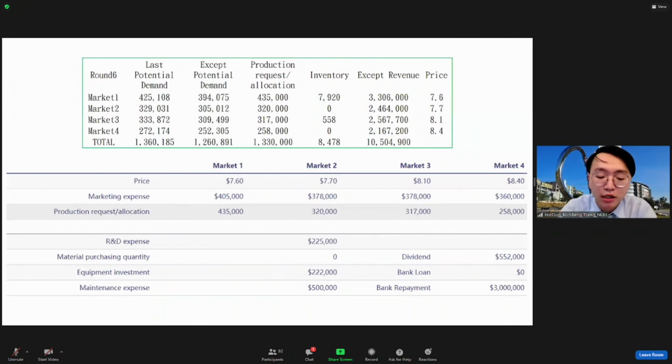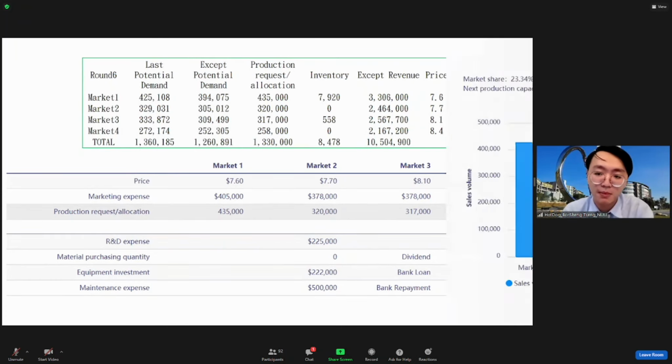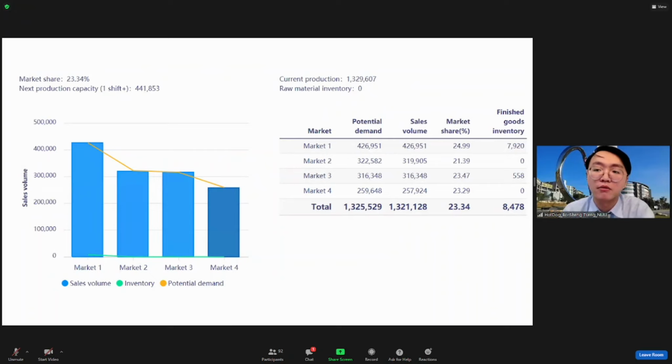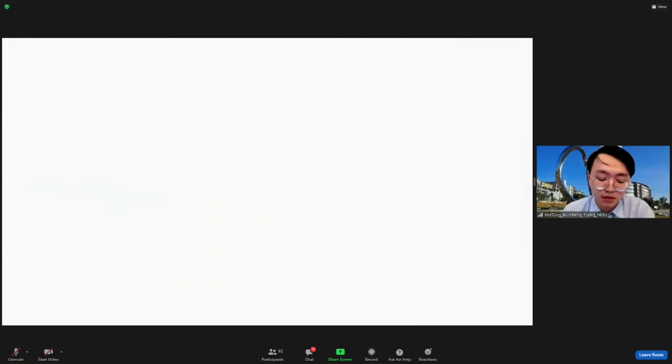In the last round, we confirm our product image and quality is high enough. We still raise the price and sell all the product. As more, we can keep the profit. And this is the end of the result.